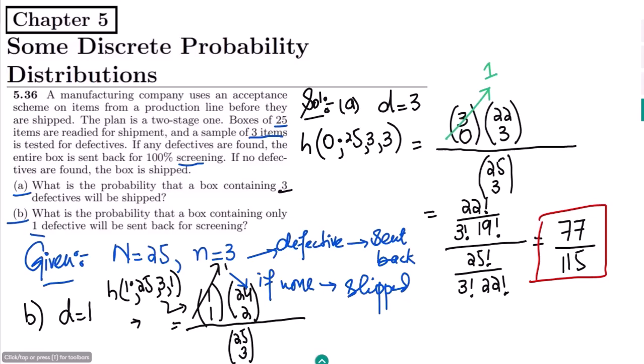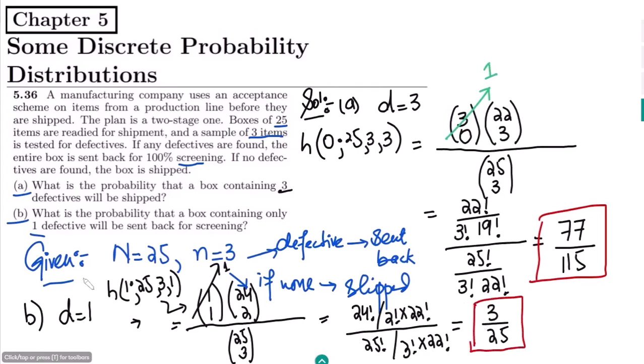Again this one will be 1 as well, and solving it, it would become 24 factorial divided by 2 factorial multiplied by 22 factorial, because 24 minus 2 is 22. And also here it will be the same as before, so it would be 25 factorial whole divided by 3 factorial multiplied by 22 factorial. Solving it, at the end what we will get is 3 by 25, and that is basically the solution of part B of our question.